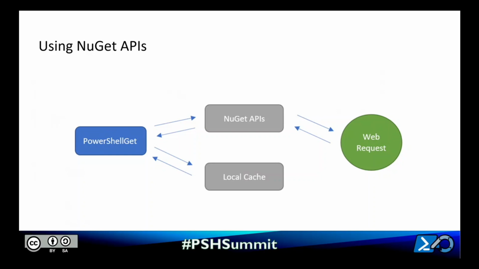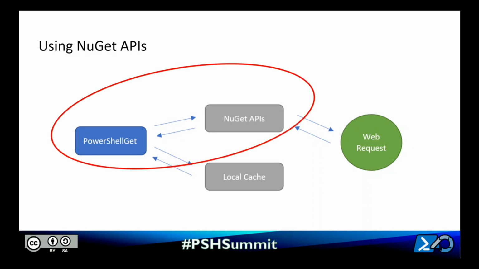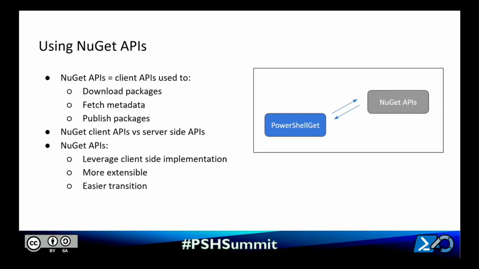So as Amber just mentioned, by rewriting PowerShellGet in C#, we're able to extend NuGet functionality by using the NuGet client APIs. Let's look at this relationship specifically. The NuGet APIs we use for PowerShellGet are client-side APIs that interact with the server-side APIs. They are used to download packages, fetch package metadata, publish packages, and much more. When we rewrote PowerShellGet, we decided to use the NuGet client APIs because they're easy to leverage, extensible, and provide a smooth transition with future changes.